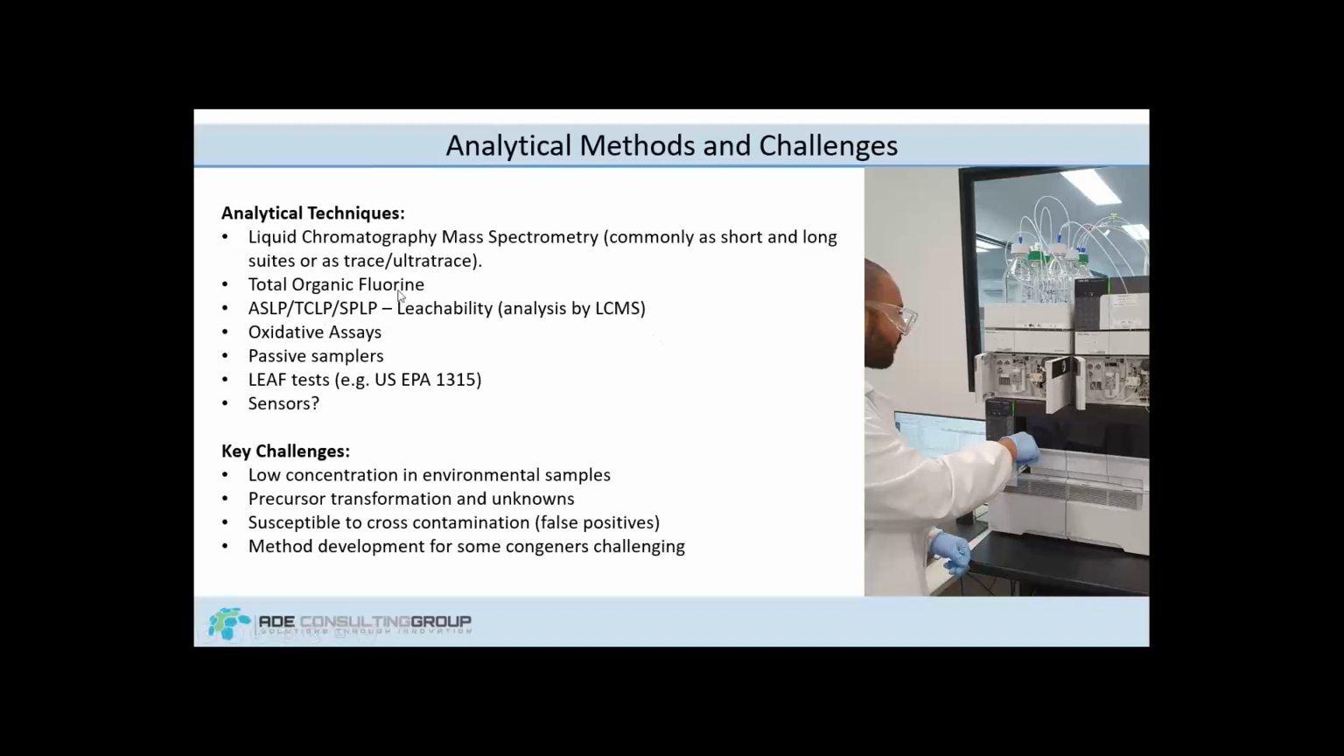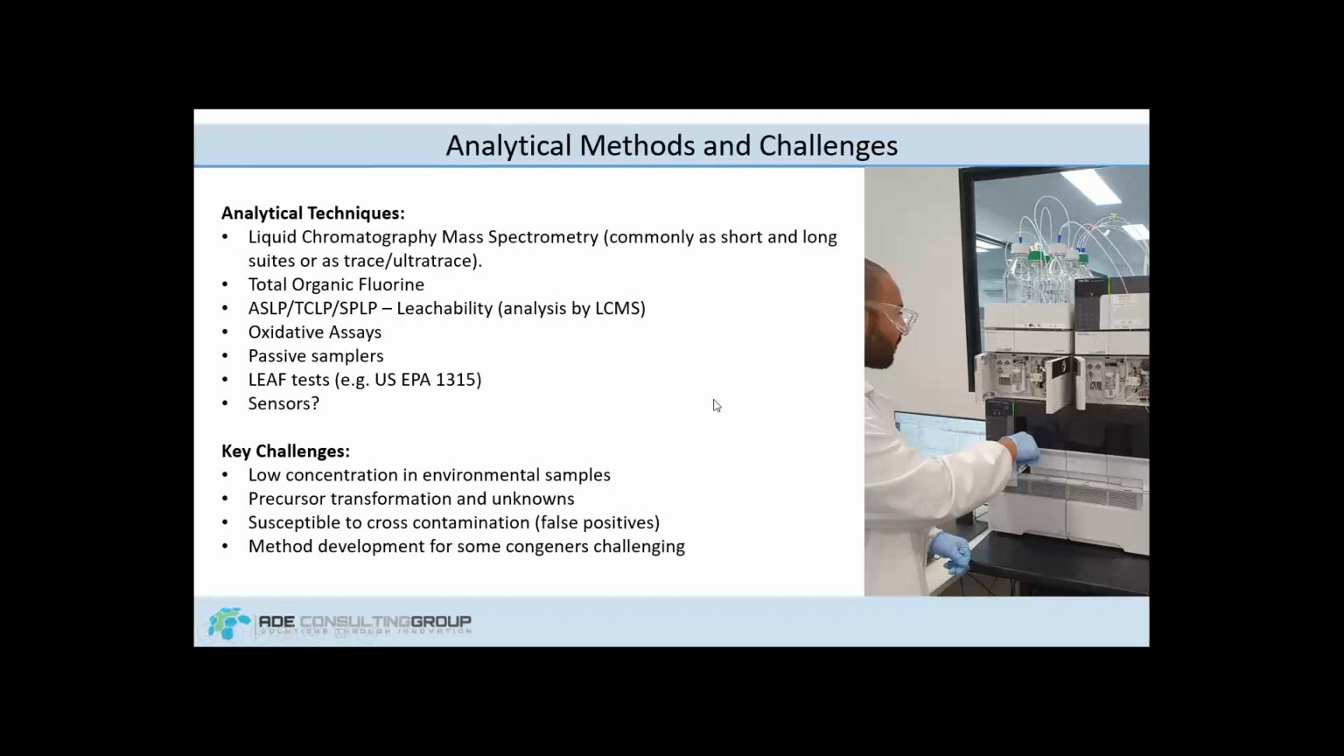There's a number of leachability protocols we use, and this is in essence used to determine how mobile PFAS is in a solid matrix, such as a soil. So is it going to stay put, or if there's water ingress through the soil, will it travel with the water, and to what extent? There is some discussion if this is the best tool to be used at the moment. However, it seems to be the most common one.